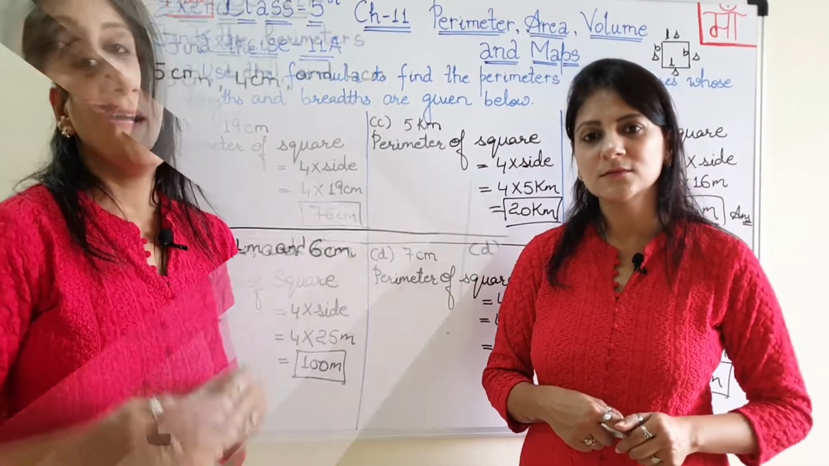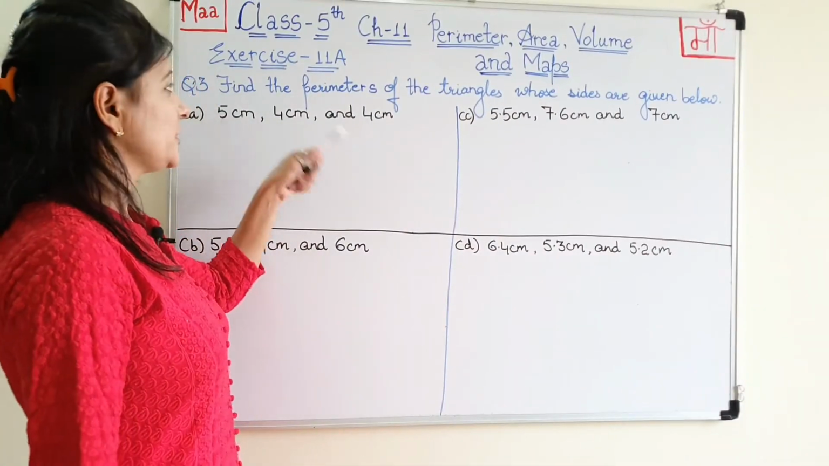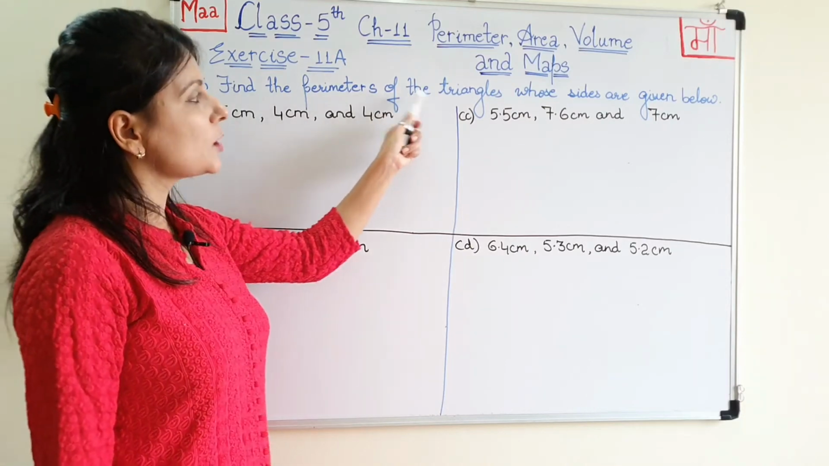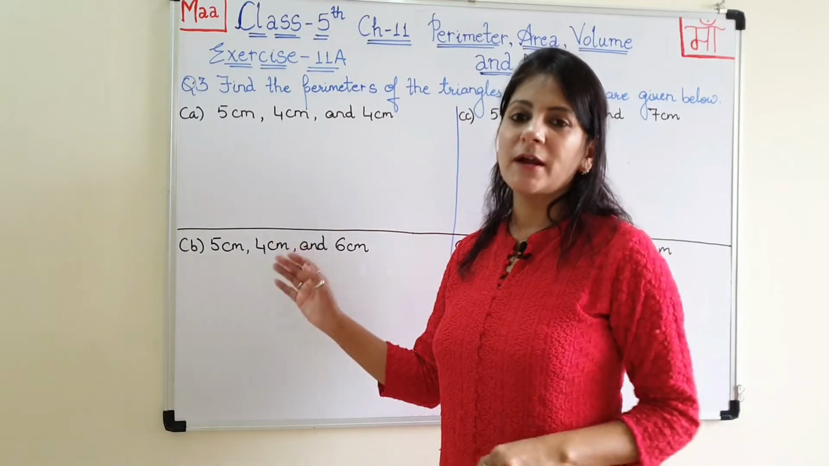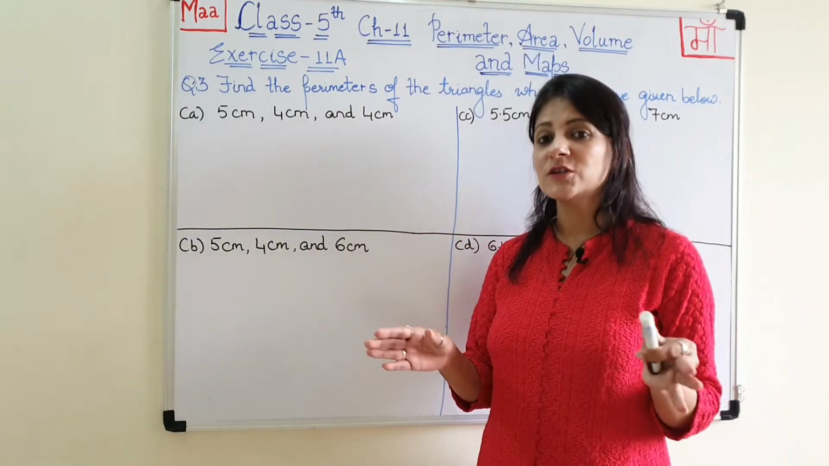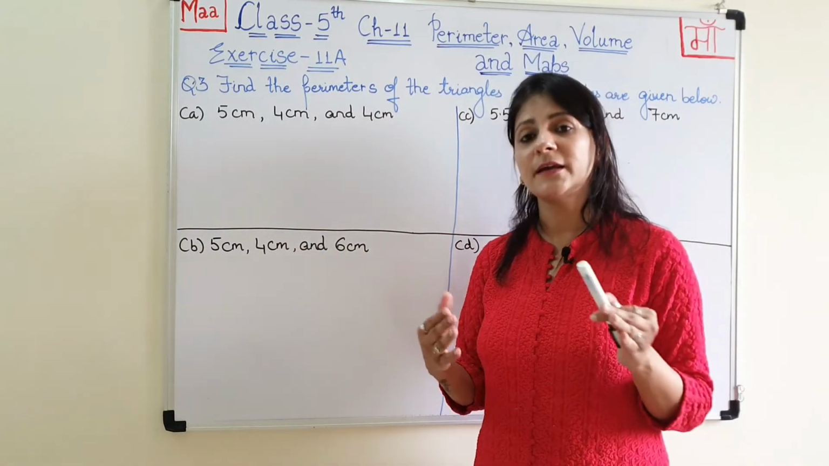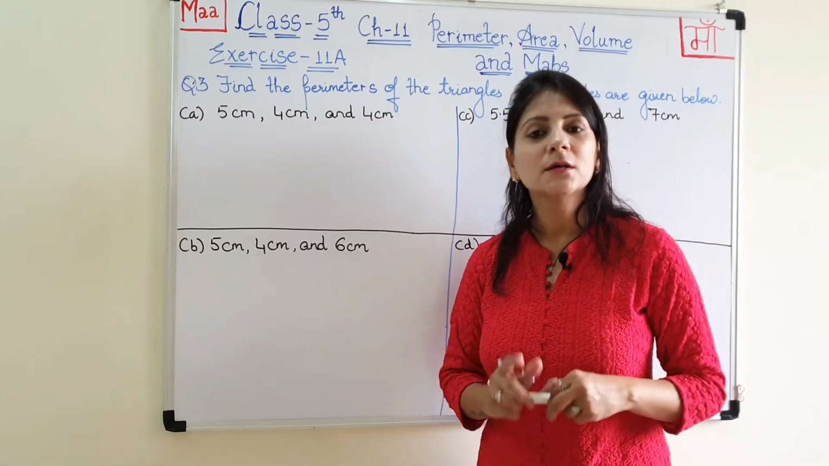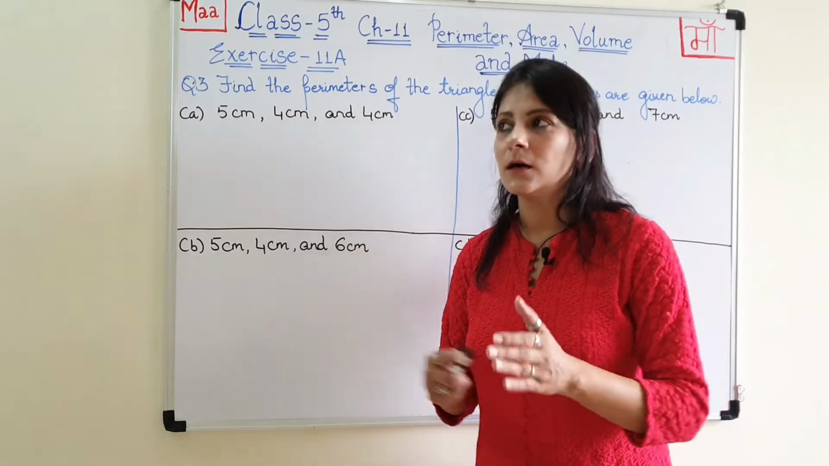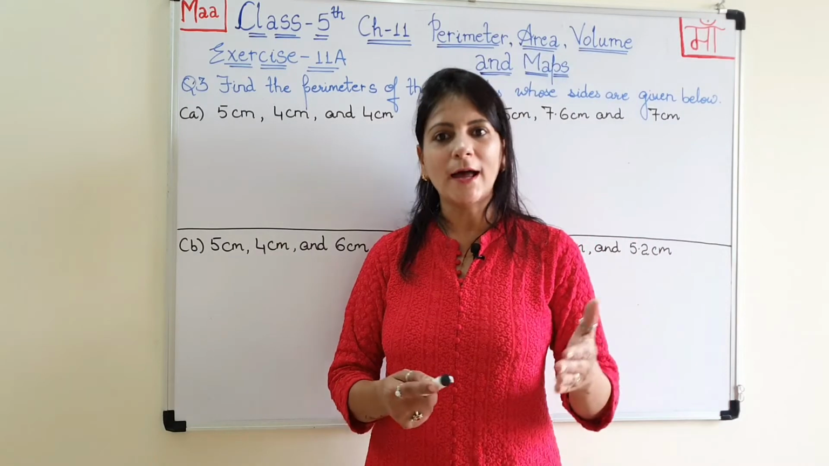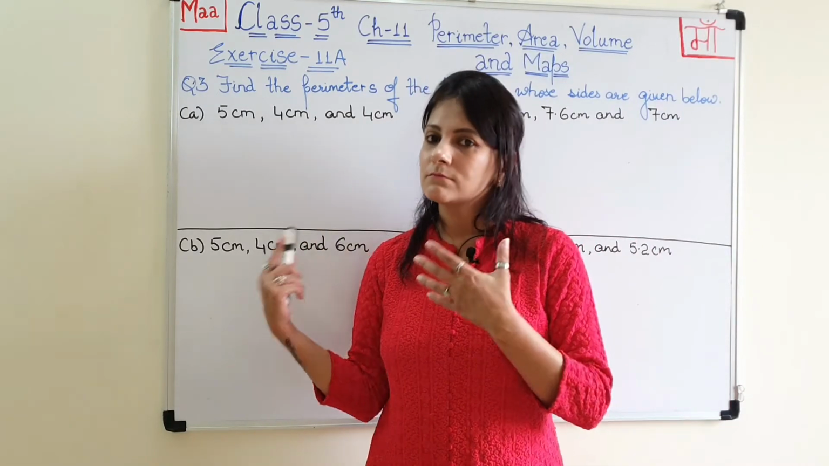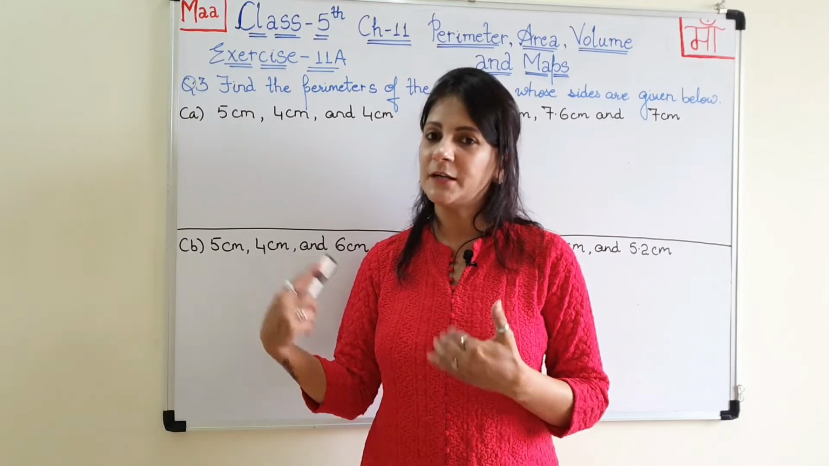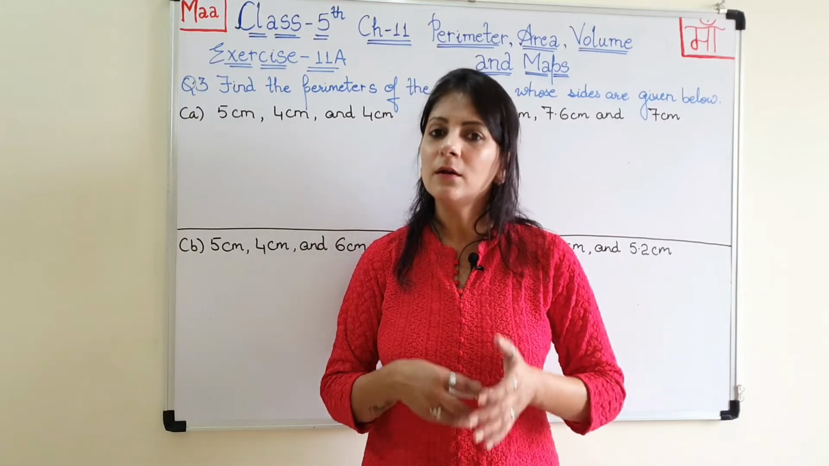Okay students? Let us now move on to question number 3, and it is find the perimeters of the triangles whose sides are given below. Now we have to find the perimeter of triangle. First question was related to rectangle, second square, and now third one is triangle. Now students, in the beginning of today's video, I have explained you firstly the formulas of the different shapes which I told you that it will come in use in this particular exercise.